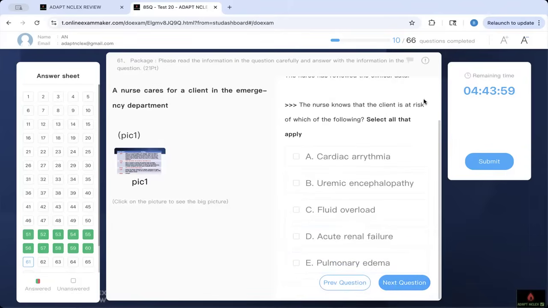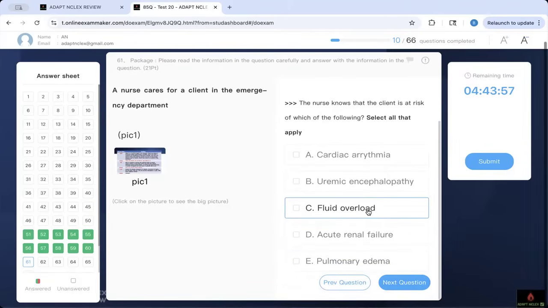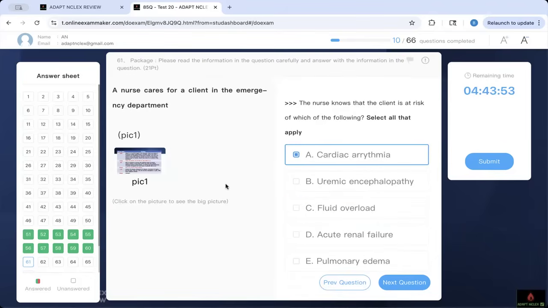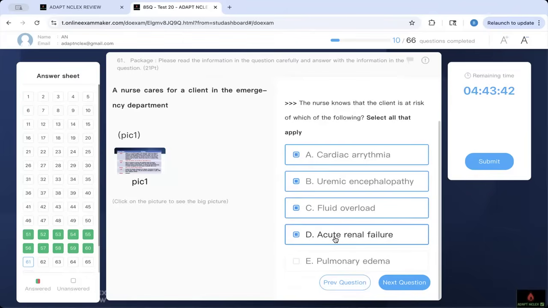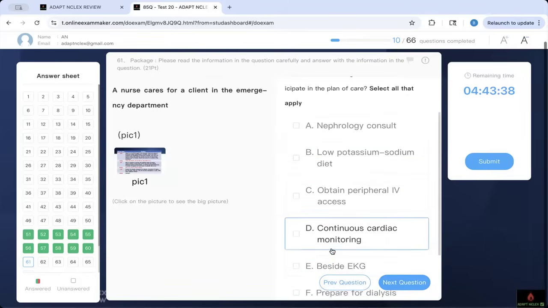Next, note that the client is at risk of which of the following? Because of hyperkalemia, you're going to have cardiac arrhythmia. You're going to have uremic encephalopathy. That's why it smells like ammonia. He's fluid overloaded. He's in acute renal failure, and he has pulmonary edema. These are all consistent with this condition.